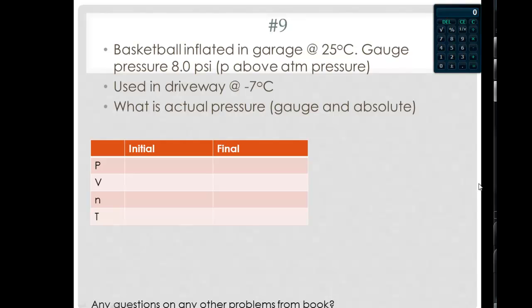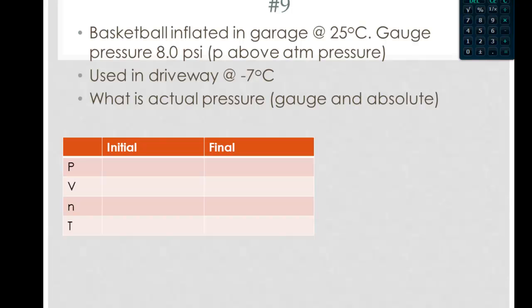So when you look at this, it's always useful to make sure you know what P, V, N, and T are, or what the situation is for those. So the initial pressure is 8 psi, and I'm going to put a G after that because that represents gauge pressure. You are not given the volume, so you want to assume that that's constant. You are not given the number of moles. You want to assume that's constant. And you know that you're starting out at 25 degrees Celsius and you're going to end up at minus 7 degrees Celsius.